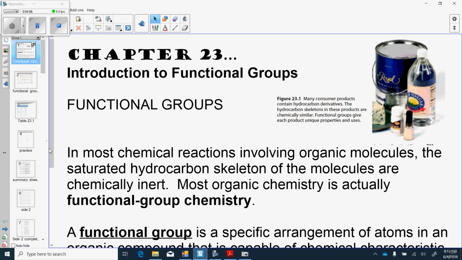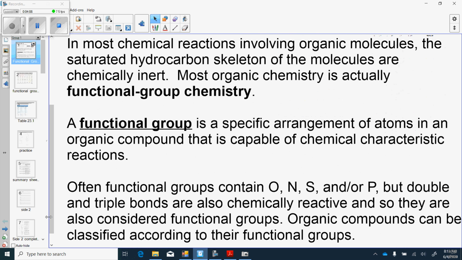So a definition for a functional group is a specific arrangement of atoms in an organic compound that is capable of chemical characteristic reactions. So this group of atoms, it's usually quite small. Sometimes it's at the end of the molecular compound, sometimes it's not. And it's going to be the center of reaction when we do a chemical reaction, but it's also important because it usually provides the chemical and physical properties. So if you have this functional group, you have similar properties to every member, and therefore you're like a family.